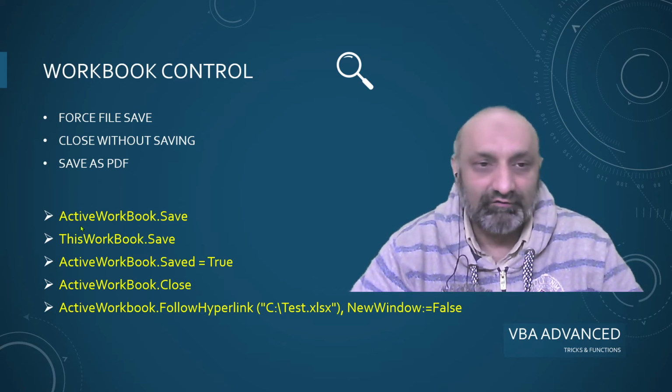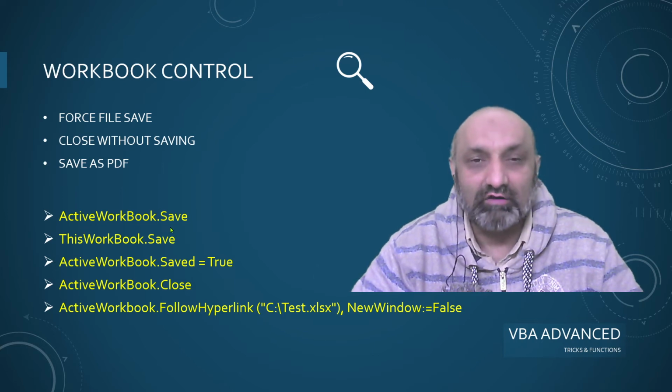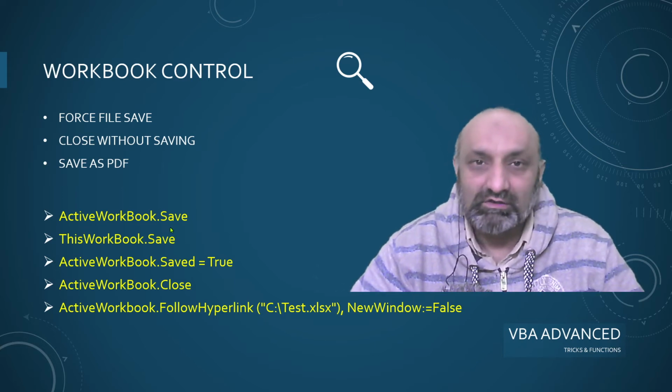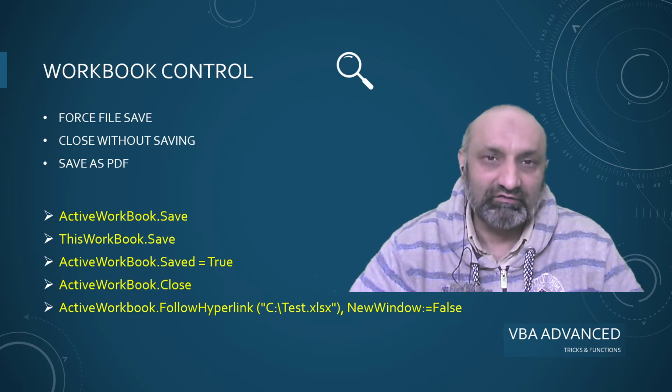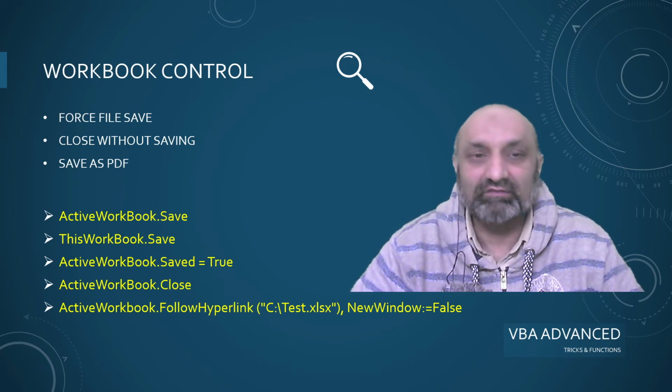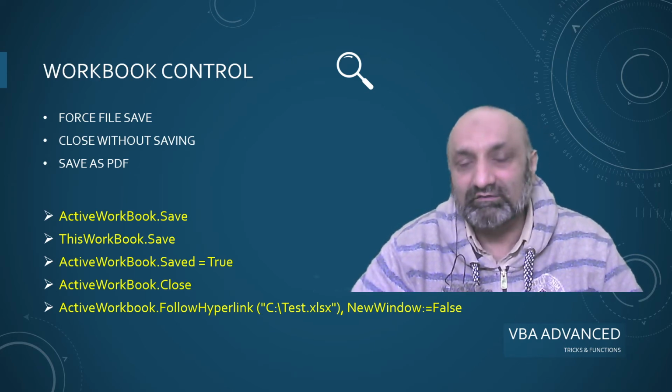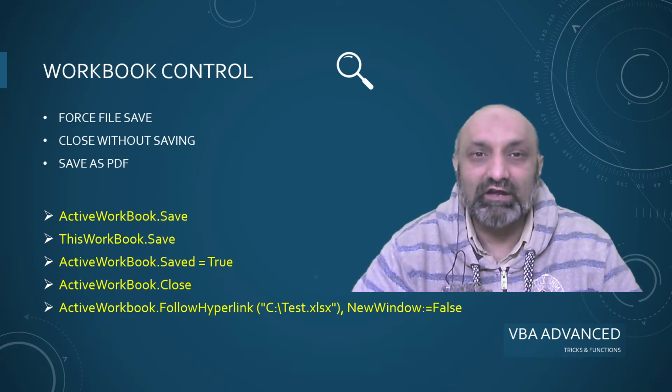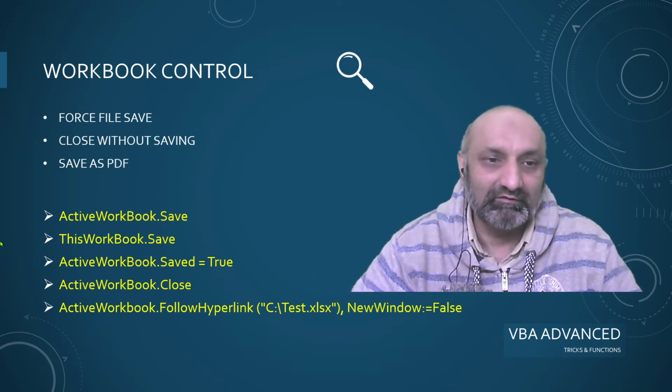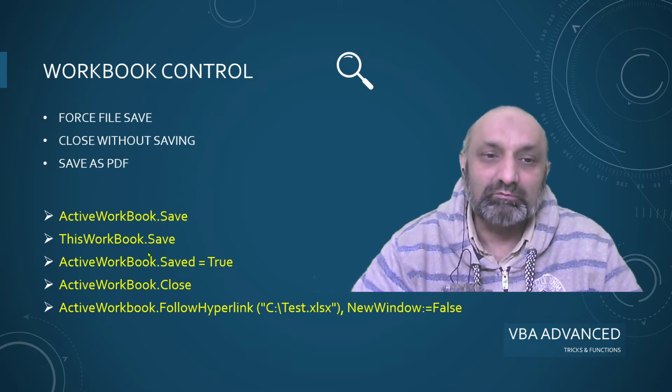So let's read out the first command. This is ActiveWorkbook.Save, which is equal to Control S. Like to save our workbook, this command will do just the same thing. Just save the file without changing any name or anything. The next is ThisWorkbook.Save.